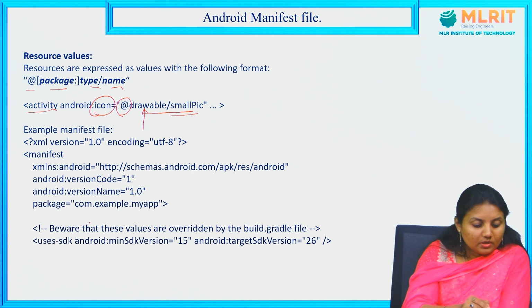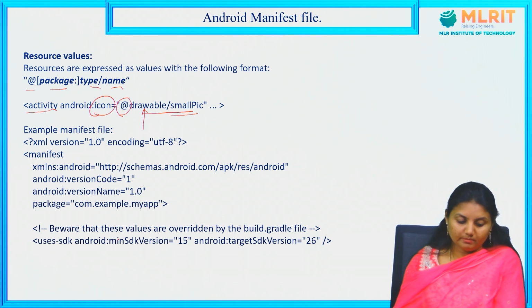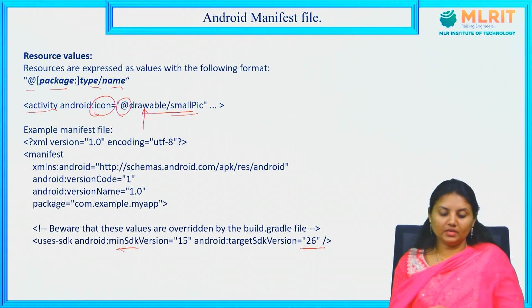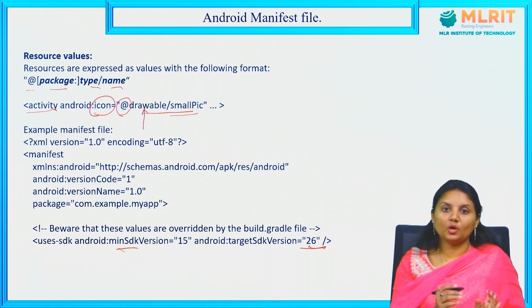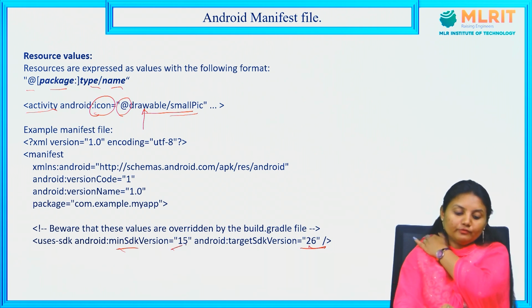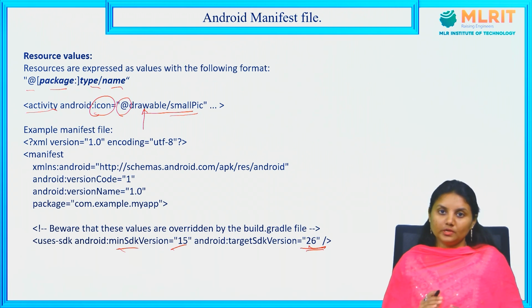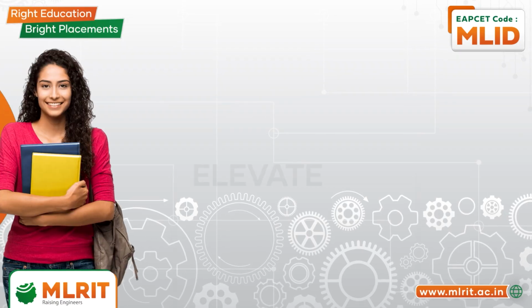So this is a basic manifest file with the minimum SDK and users SDK we have given, and target is 26. So all the features should be applicable between 15 to 26. Beyond 26, if you are using, those features will not be applicable.